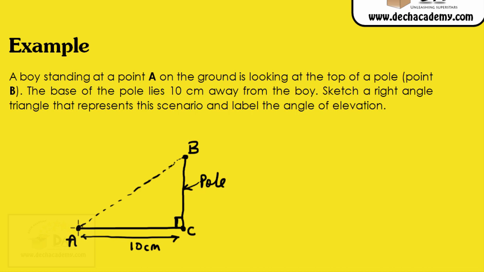So the boy is standing here. This is essentially a horizontal line of sight. Imagine he was looking straight ahead, and this is his actual line of sight. The angle formed between a horizontal line of sight and the boy's actual line of sight is the angle of elevation. So I'm going to call this angle of elevation theta. Theta is the angle of elevation.